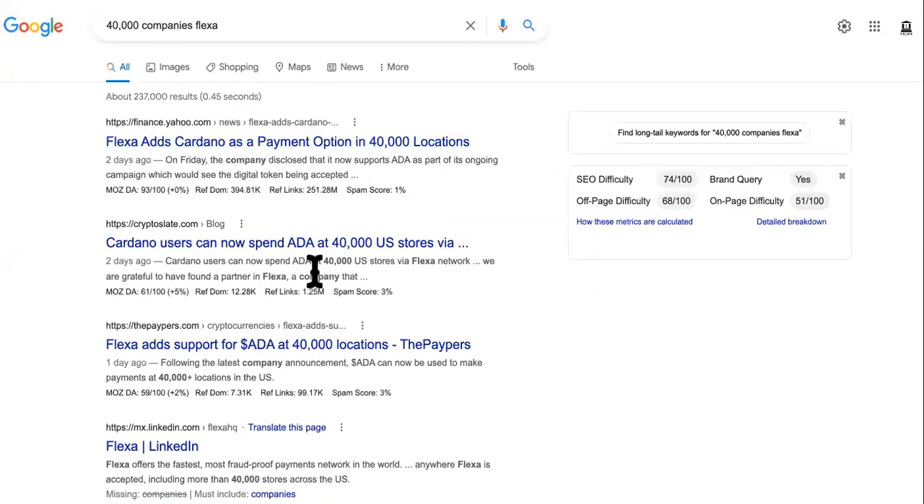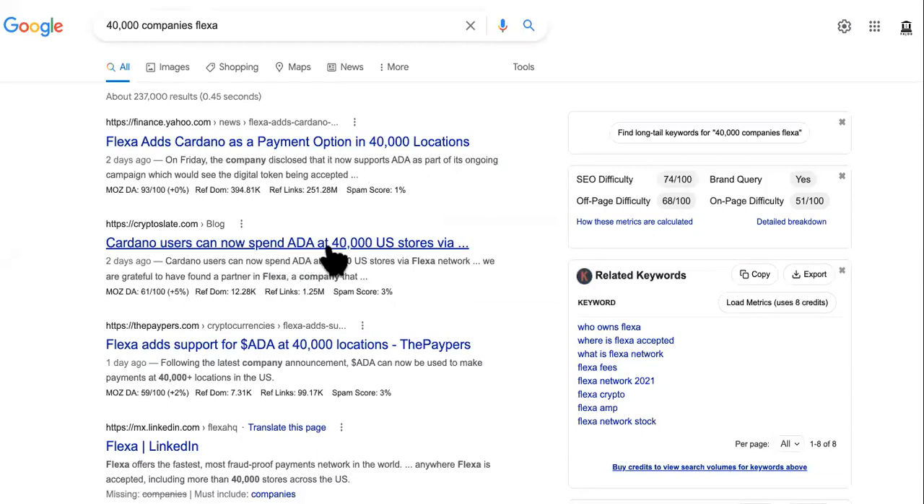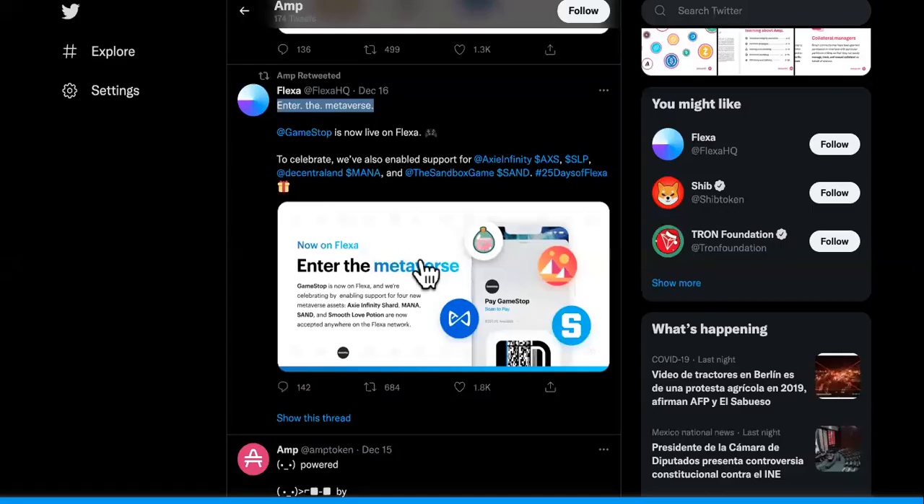All right, Cardano users can now spend ADA at 40,000 stores via Flexa Network. You see it right here? Via Flexa Network. So now, that is some of the news right here.